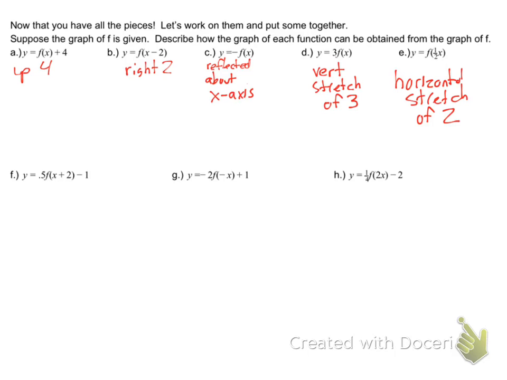It's a 0.5, so it's a vertical shrink of half. It's half the size. A vertical shrink of half. What else we got going on? Left 2 and down 1. Works for me.